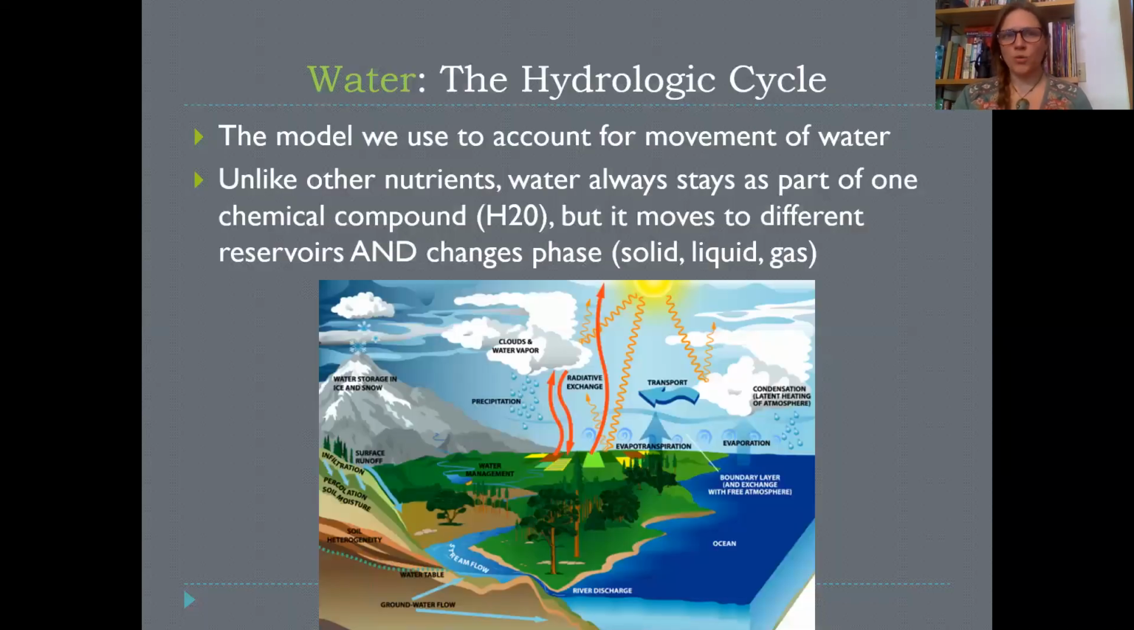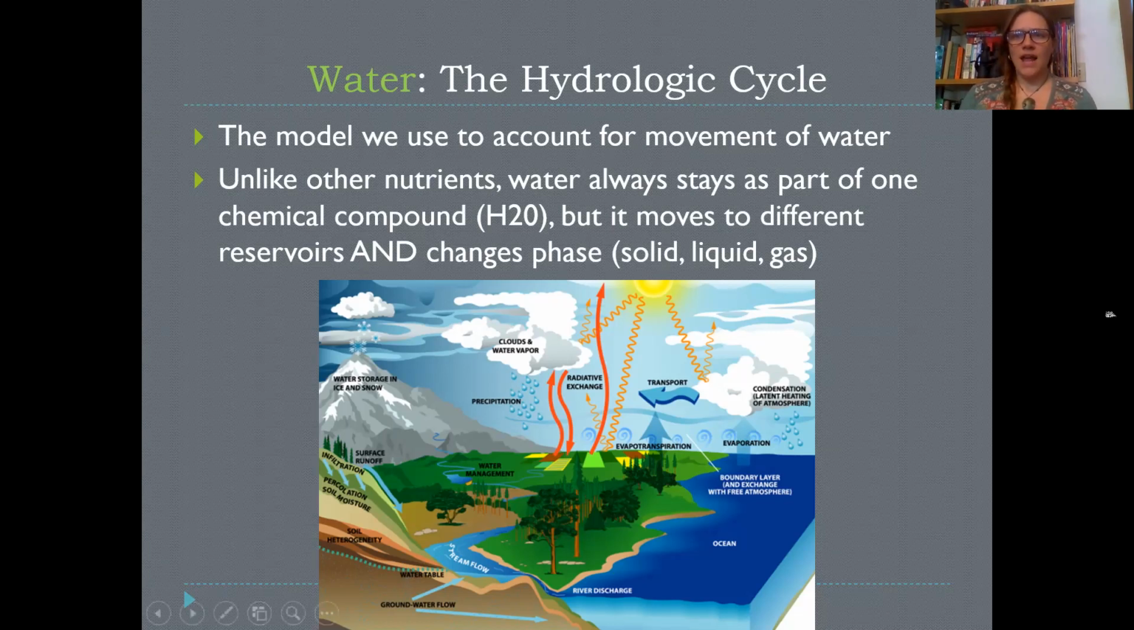So a fancier word for the water cycle is the hydrologic cycle. Hydro is just the root word for water. And basically, when people talk about the hydrologic cycle, what they mean is the model that we use to account for the movement of water on the planet. So water can move through evaporation from a liquid form to a gaseous form in the atmosphere. It can move through condensation. It can move through precipitation. It can move through percolation through the soil.